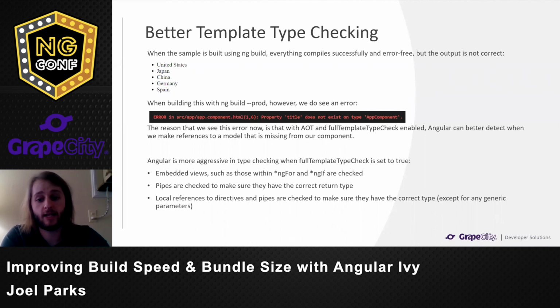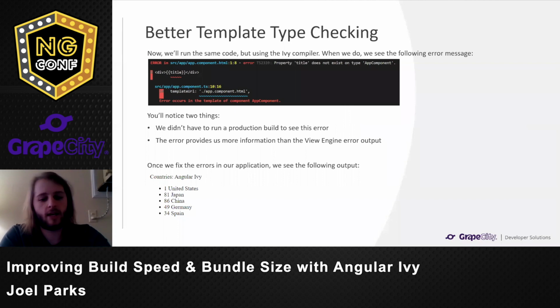Now, when the full template type check property is set to true and we're using AOT compilation, Angular is a lot more aggressive in its type checking within templates. Embedded views, such as those within ng-for and ng-if, are checked. Pipes are checked to make sure they have the correct return type. And local references to directives and pipes are checked to make sure they have the correct type, except for any generic parameters that they may have.